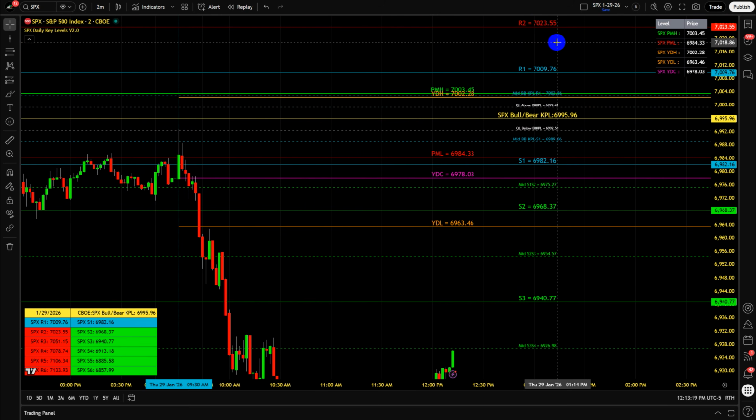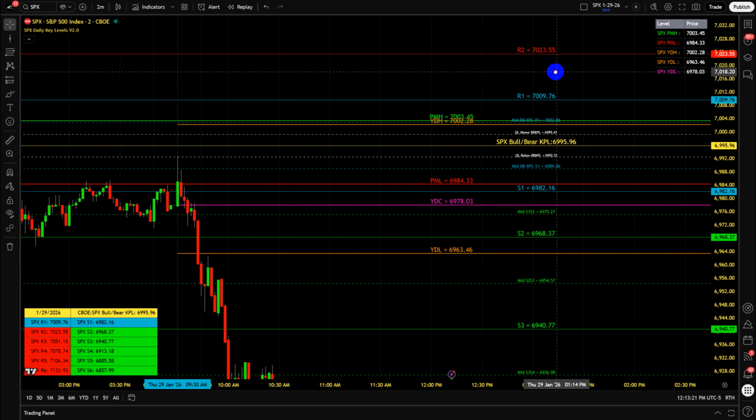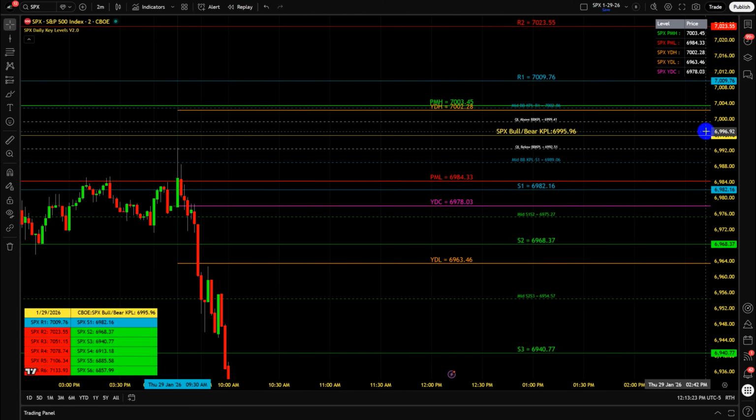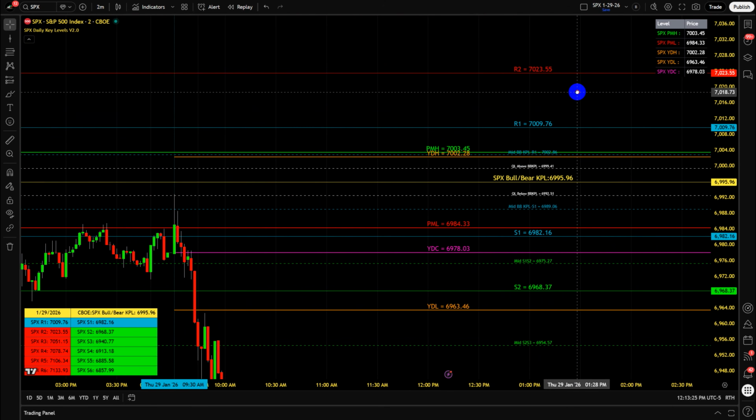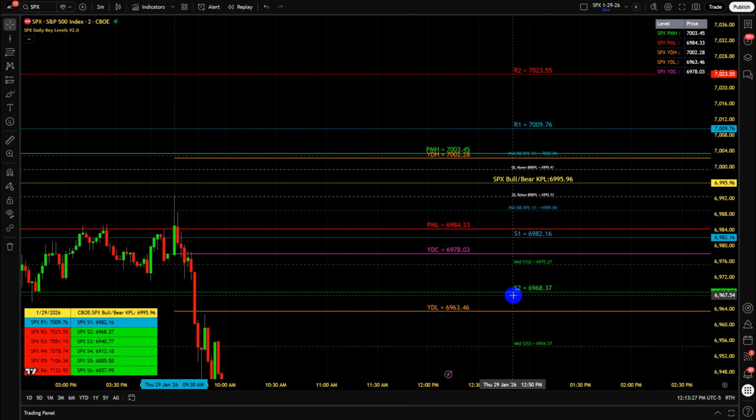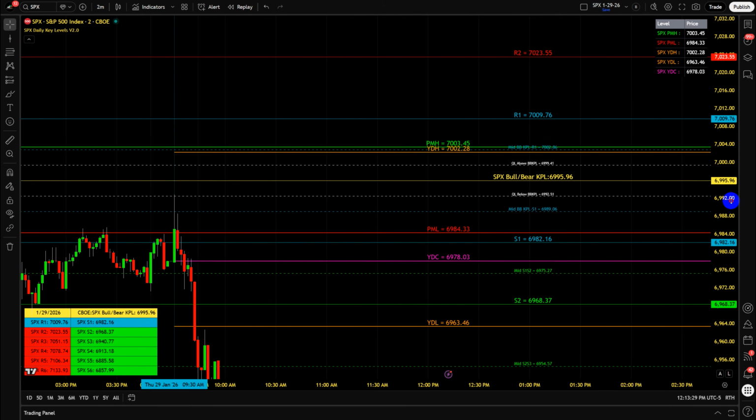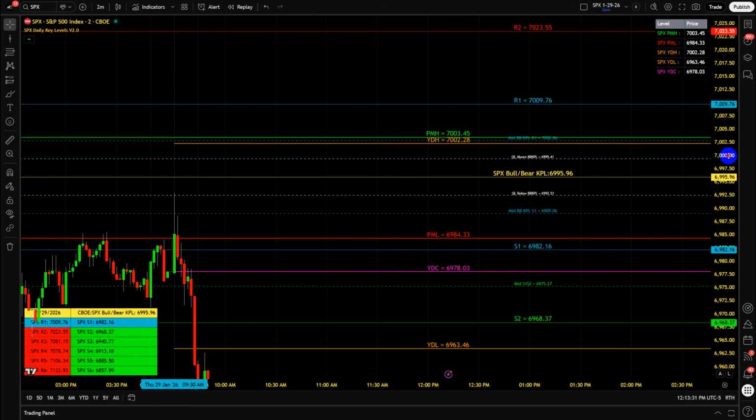As an example, if we were at the start of the session, we would want to see something along the lines of this, where we have R2 down to S2, and since YDL is close to S2, we would have R2 down to YDL. However, as you can see, quickly in this session, price began to rapidly move to the downside.